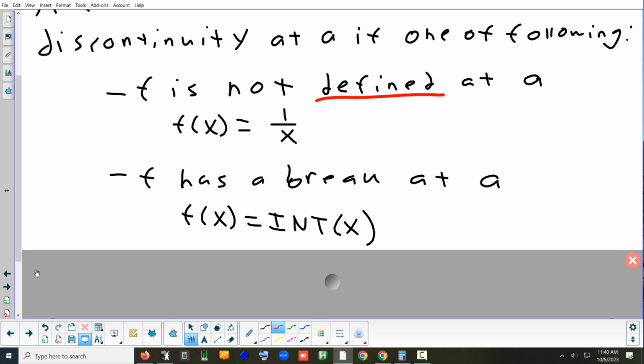Another way you can have a discontinuity is not an undefined value, but what's called a break. And a break looked like steps. It's not that there's a certain number I can't plug in for x. Like here, there is a certain number you can't plug in. You can't plug in what in the top one? You can't plug in 0. In this one, you can plug in anything you want.